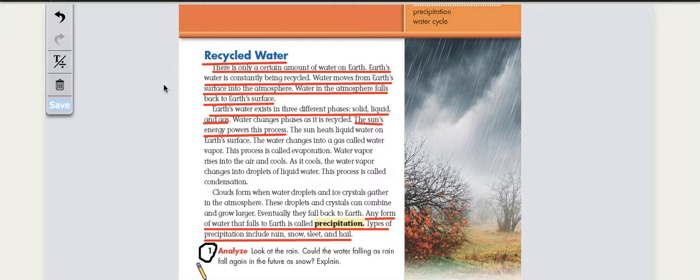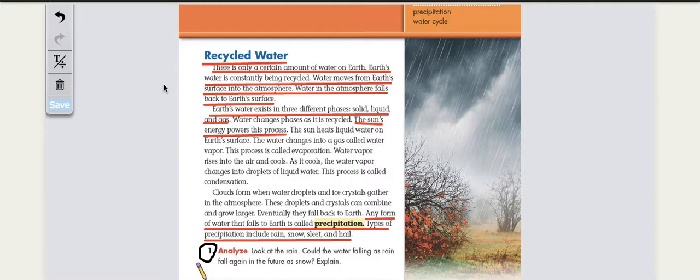These clouds form when water droplets and ice crystals gather in the atmosphere, and these droplets and crystals will combine and grow larger. Eventually, they will fall back to the earth. Any form of the water that falls to the earth is called precipitation. So this third process is called precipitation.